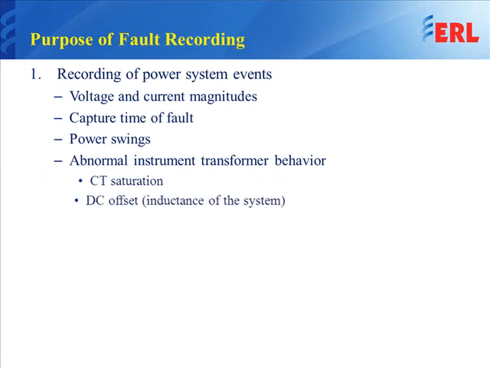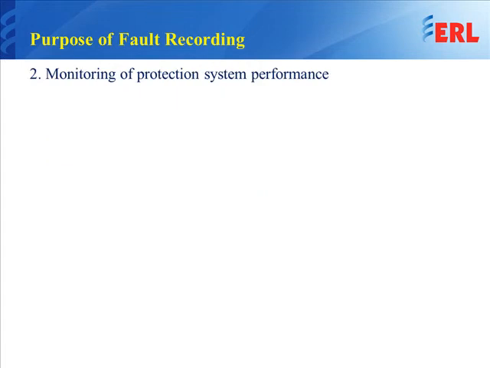Another factor is the effect that DC offset has on the relays, which is just the inductance, how high the inductance of the system is. We could also analyze CCVT response, especially for line protection relaying. The CCVTs will affect the voltage waveforms during faults. So this is very important to analyze those records.